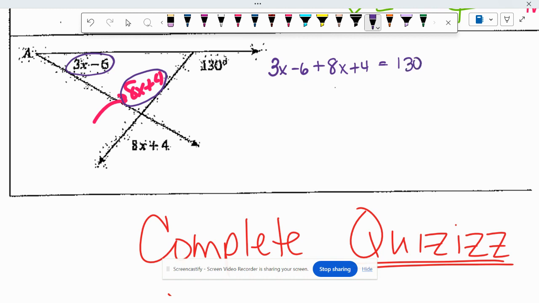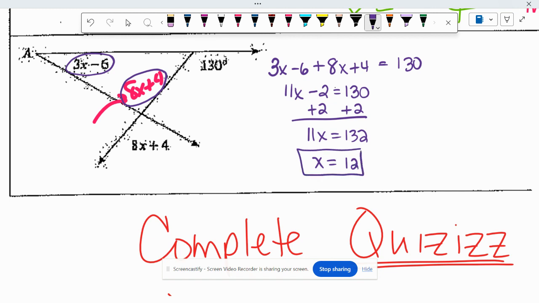So let's combine our x's. 8x plus 3x is 11x. Negative 6 and 4 equals... what am I going to do next? Add 2 to both sides. So 11x equals 132, which means x equals 12.